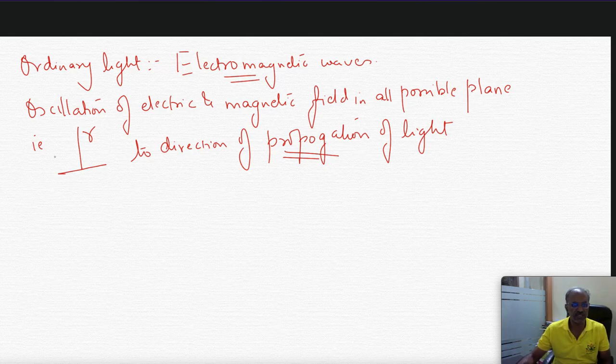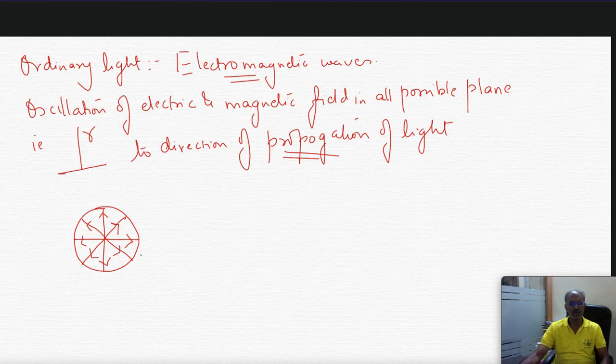Just take, for example, I will tell you in a very simple fashion. Suppose this is a light, cross section of the light. Here the planes will be in all possible directions, like that, like that. Fine, in all possible directions, right? This is nothing else but ordinary light.